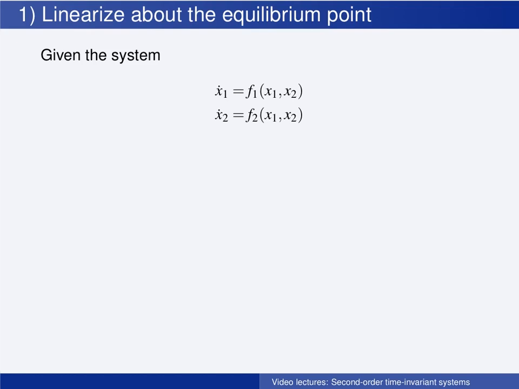For those equilibrium points that are isolated, meaning that none of the neighboring points are equilibrium points, we do a local analysis. If the equilibrium point is part of a whole line of equilibrium points, for instance, then it is not an isolated one.